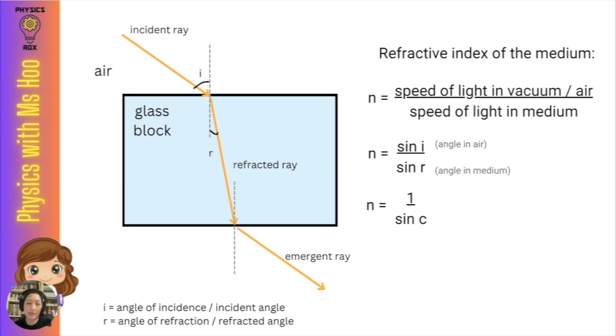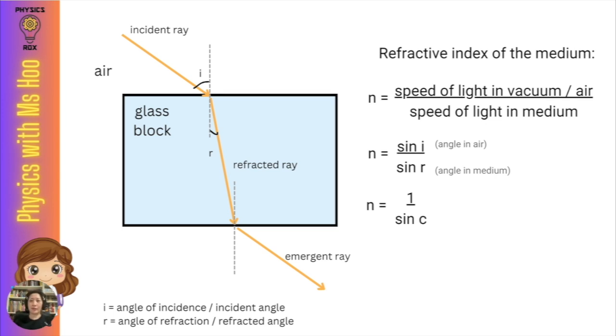And there's one more formula, which is n equals 1 over sine C, where C is the critical angle. However, I'm not going to go through the critical angle in this video because this is actually under the subtopic of total internal reflection, and that is a whole other concept which will take another maybe 20 minutes to explain. So instead of overloading you with too much information right now, let's take that into another video where you can find out more about total internal reflection in all its glory.